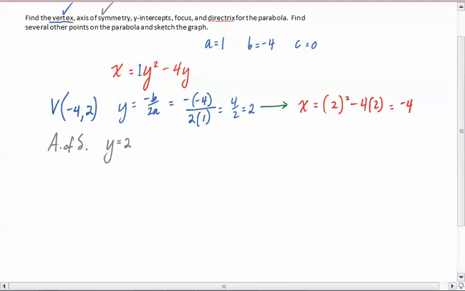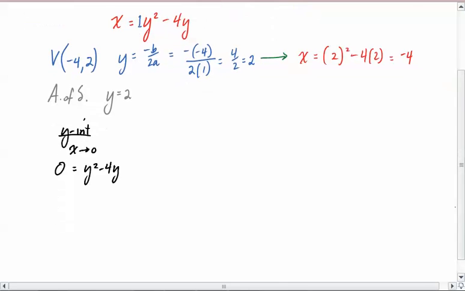Let's take a look at our y-intercepts. Well, we know that to get y-intercepts, we need to make the x a 0. So let's make the x a 0, and we get y squared minus 4y. Well, back in your algebra 2 days, you remember that that's solved by factoring. So let's factor out the common factor. And then we use the zero product property, and we find that y is 0 or y is 4. Okay, there are two y-intercepts.